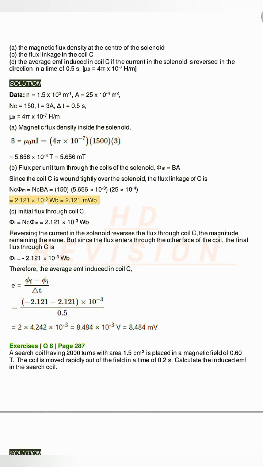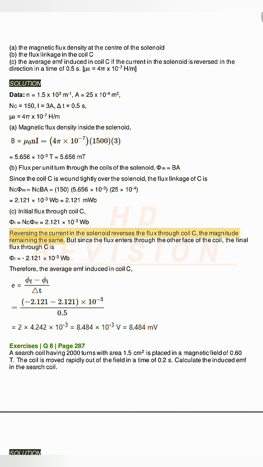Equals 2.121 times 10 to the minus 3 Wb, equals 2.121 milliwebers. C. Initial flux through coil C: Phi A equals N C phi m equals 2.121 times 10 to the minus 3 webers.